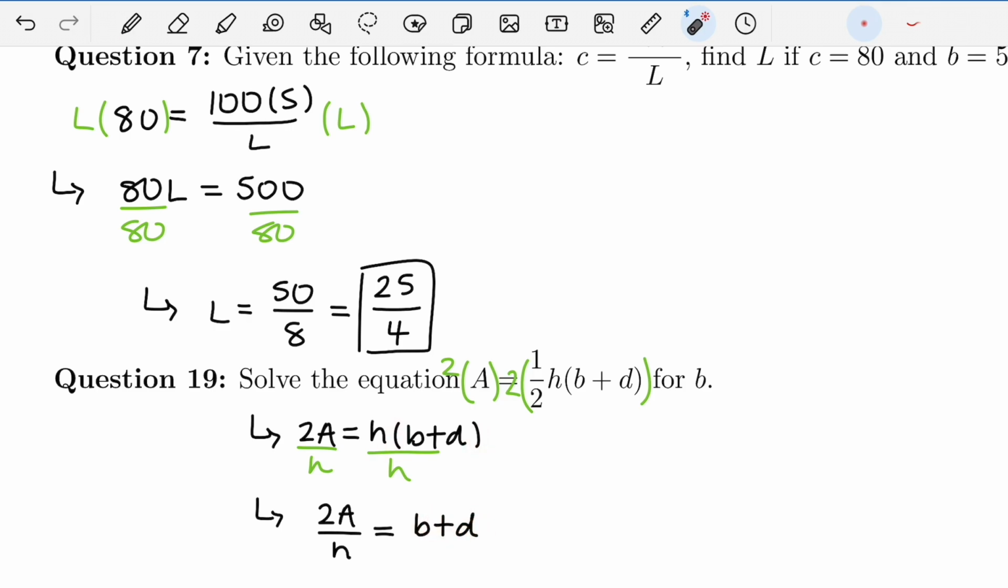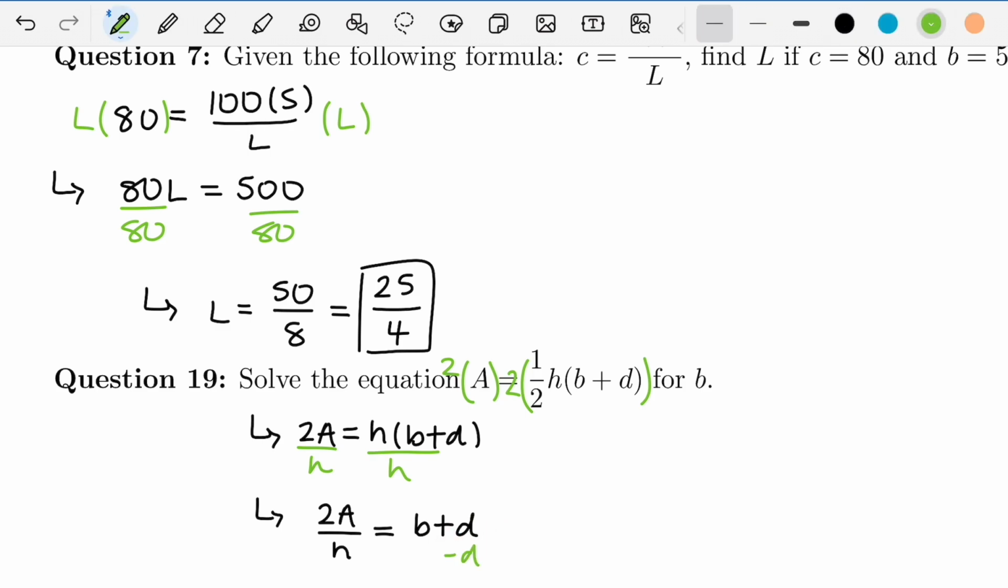So from here, we just want to get b completely alone, so we'll subtract d on both sides. Doing that, we're going to end up with b completely isolated, and it'll be 2a over h minus d.